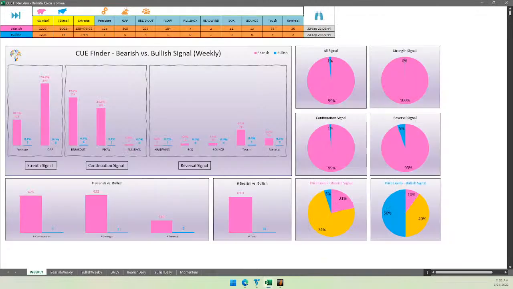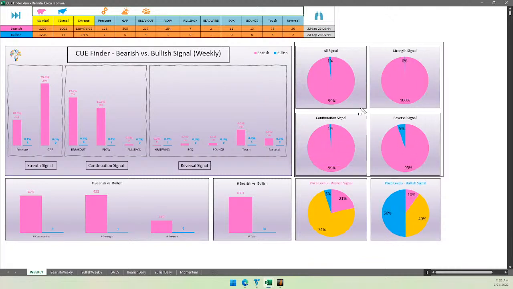The balance between bullish and bearish signals using Q Finder, first the weekly period, does not get much more bearish than this. 99% of all signals, 100% of strength signals, 99% of trend continuation, and 95% of reversal signals. Everything is bearish. There is no signal from the headwind.